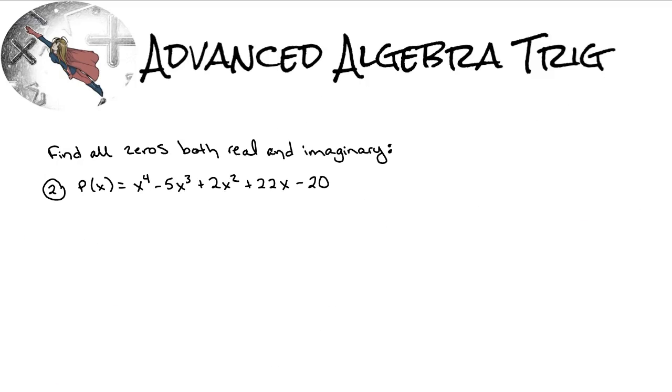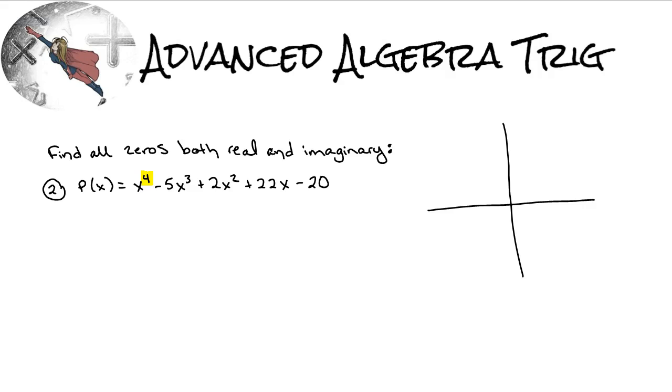Now on this page, I have another one. Find all zeros, both real and imaginary. This is x to the 4th power. I'm going to skip the list this time. We will just make ourselves a graph on our calculator and find 2 numbers where it's crossing, because since this is to the 4th power, we have to do synthetic division twice.